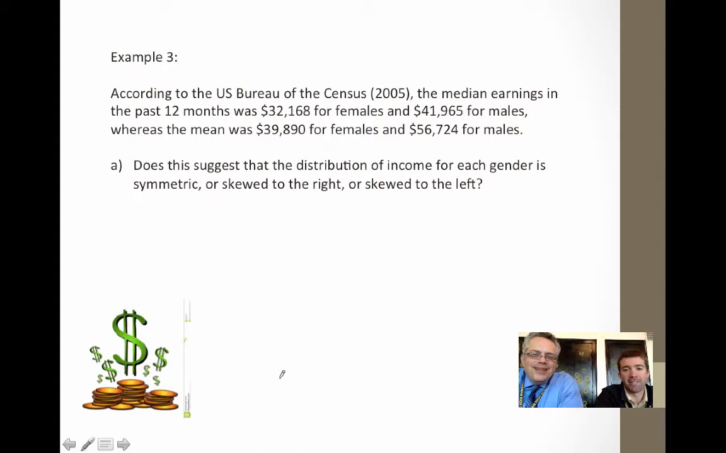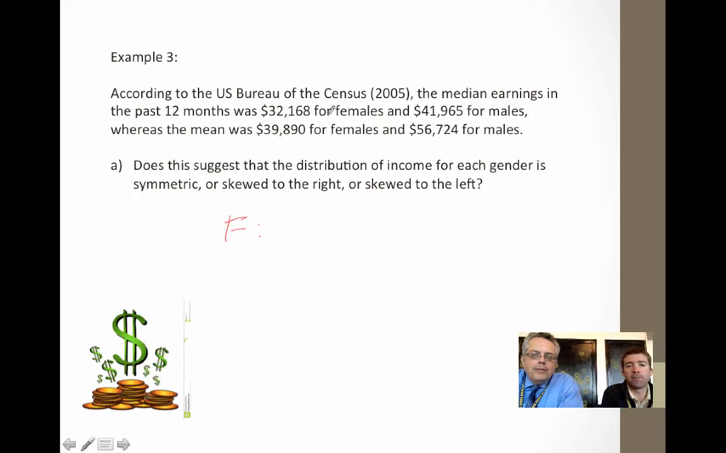One big sentence. What we want to know is what this suggests about the distribution of income for each gender. We want to know if it's symmetric, skewed to the right, or skewed to the left. So let's do one gender at a time. Let's do the females first, since they came first in the problem.